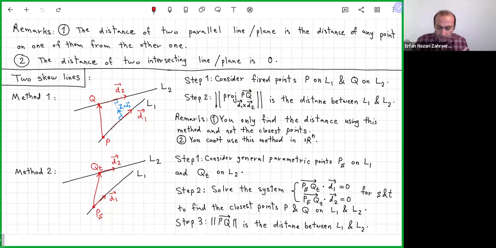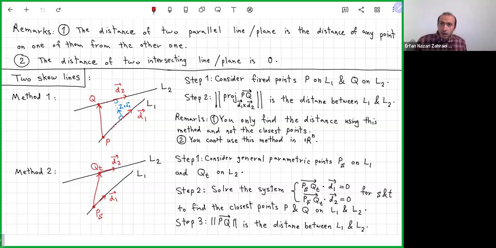That's as simple as this. We take one fixed point on each line, and the distance is the length of PQ projected in the direction of the cross product of the directions of the two lines. Now let's discuss the weak points or drawbacks of this method. One, it cannot be done in Rn, because the cross product is an operation that you don't have in Rn in general. You have it in R3, but not Rn. Dot product you have in Rn, but not cross product. Second drawback: I found the distance, but what are the closest points? I cannot find them by this method. If I also want to find the two points on these lines that are closest to each other, this method doesn't give that to you, only the distance.